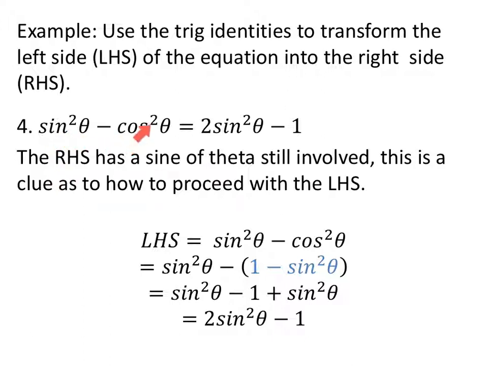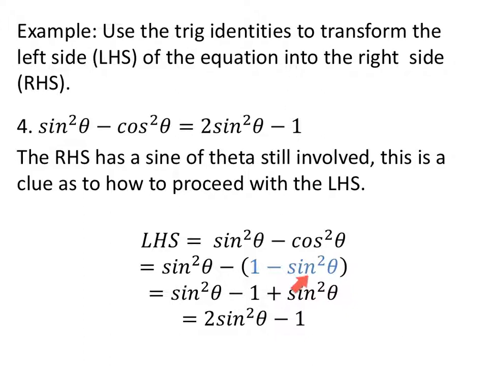Sine squared theta minus cosine squared theta equals 2 sine squared theta minus 1. Now, when you're not sure what to do with the left-hand side, use the right-hand side as your guide. I see that the right-hand side still has sine of theta. So I'm going to replace cosine squared theta. I know that sine squared theta plus cosine squared theta equals 1.